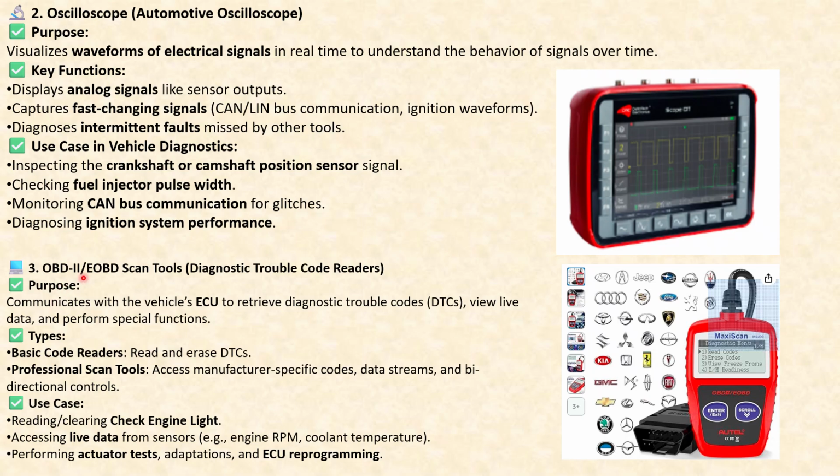Okay, next is OBD2 EOBD scan tools or diagnostic trouble code readers. Now again, these readers are easily available on Amazon or Flipkart or eBay. The purpose is it communicates with the vehicle ECU to retrieve diagnostic trouble codes, view live data, and perform special functions. Now coming to the types: basic code readers read and erase the DTCs. Professional scan tools access manufacturer specific codes, data streams, and bidirectional controls.